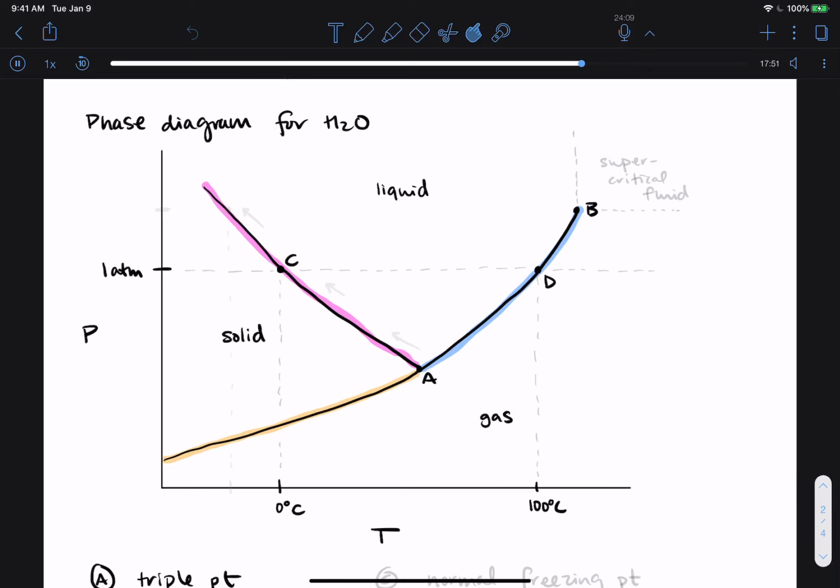Point B, it's high temperature, high pressure. And if you look in a lot of phase diagrams, you'll see this dashed set of lines that go at 90 degrees out from this point. That's the critical point. And so in this section is actually where you have supercritical fluid. So B is the critical point.